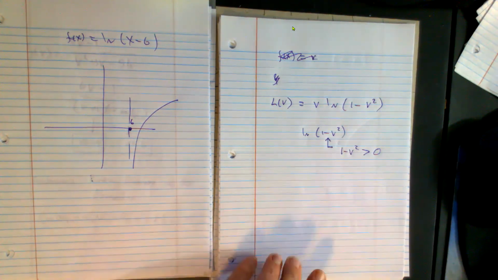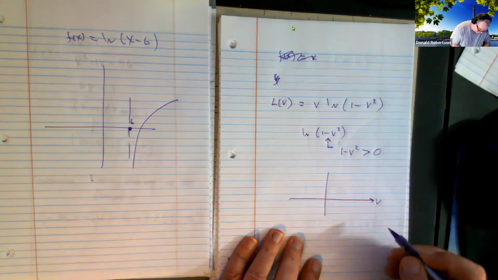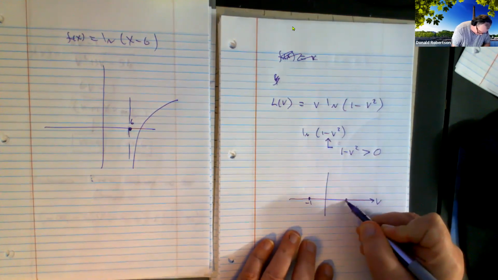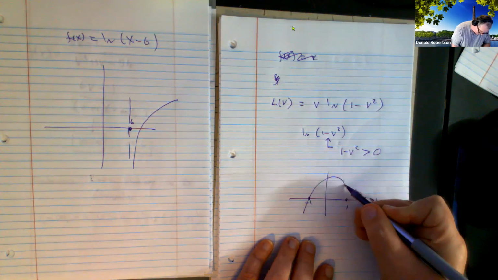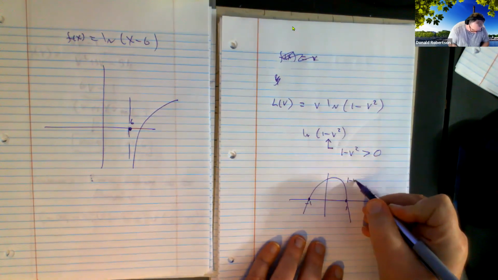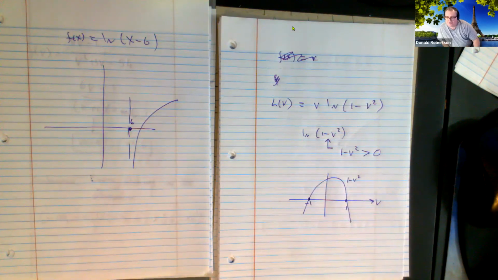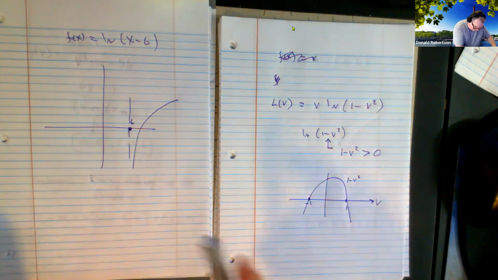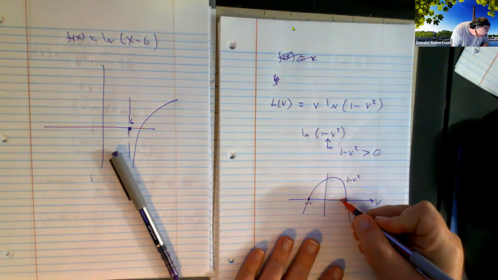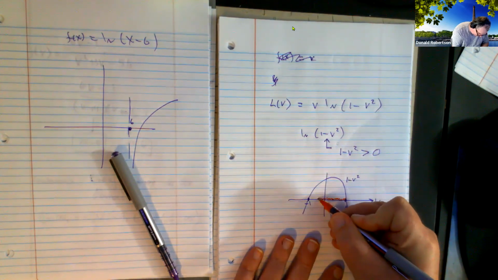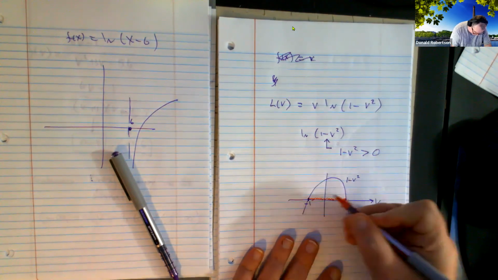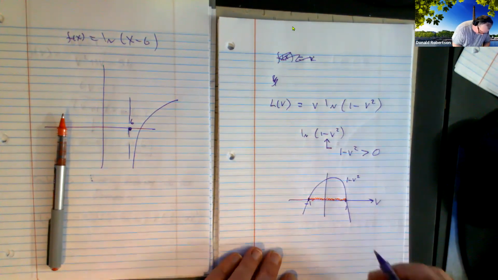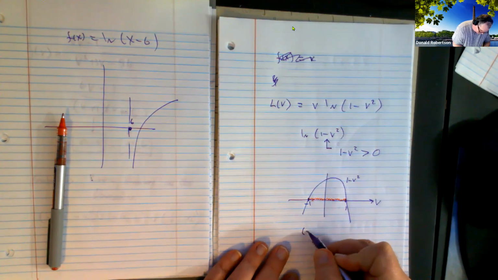And that guy, if I just sketch him, you get a quadratic that goes from -1 to +1, and it looks like that. That's what 1 minus v squared would look like. So if I am only interested in this 1 minus v squared being positive, then I'm only interested in these values here. Because when v is -1 to 1, I get a positive answer for that. So that means that we should be using only values from -1 to 1.